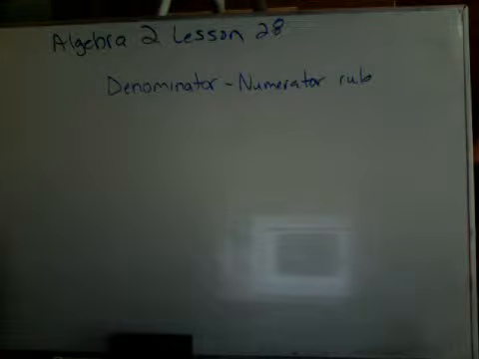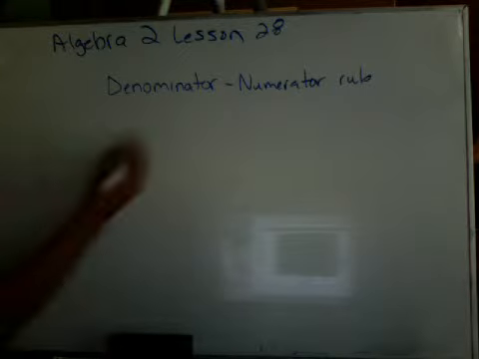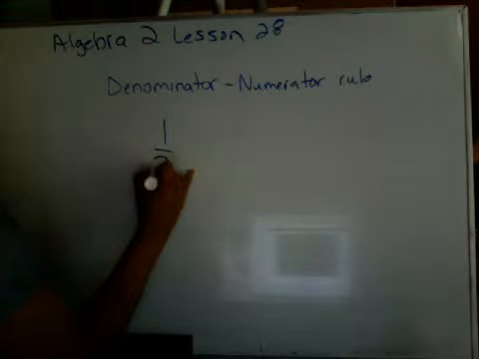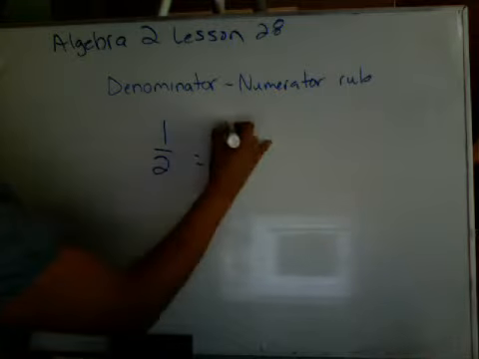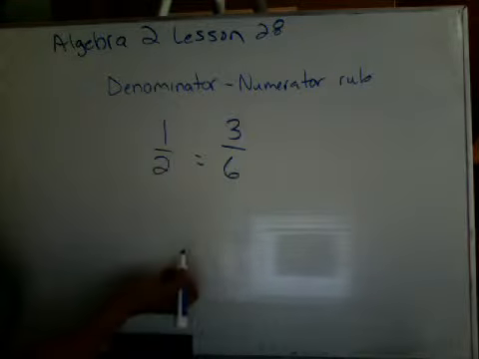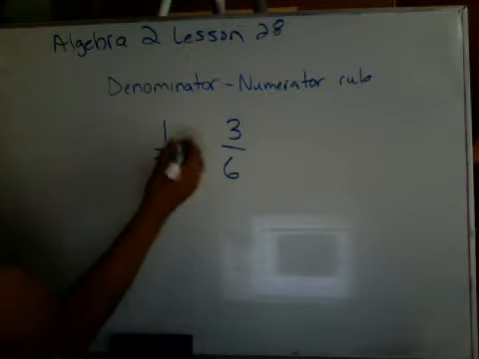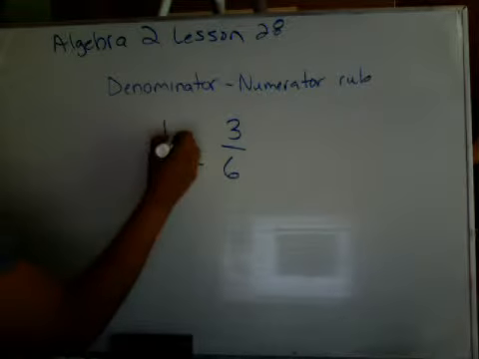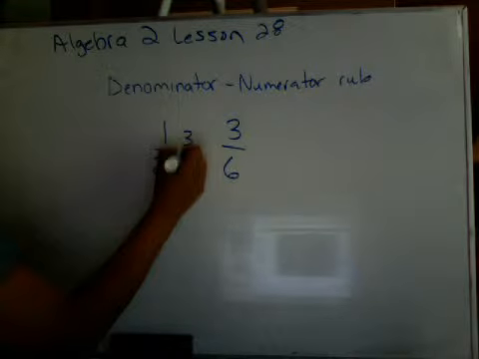Okay, this is Algebra 2, Lesson 28. We're going to start by talking about the denominator-numerator rule. We learned earlier that if you multiply the numerator or denominator by the same non-zero quantity, it doesn't change the value of the fraction. For instance, 1/2. If I change it to 3/6, I haven't really changed the value. Basically, how I got here is I multiplied this by 3 and this by 3.